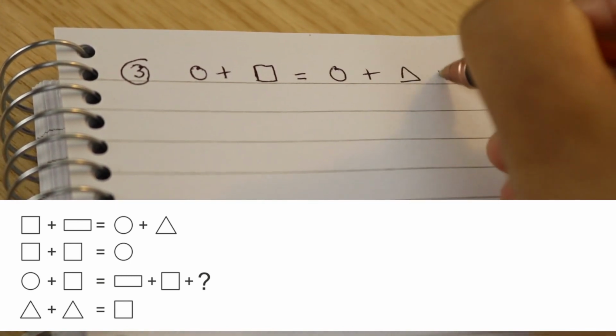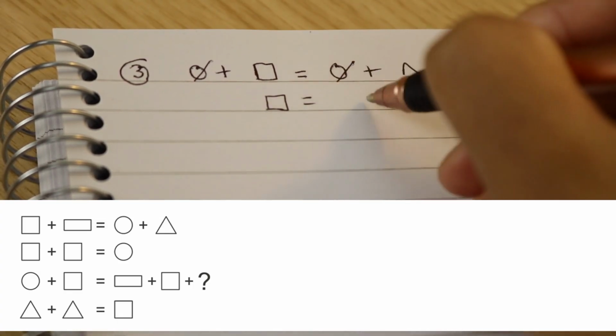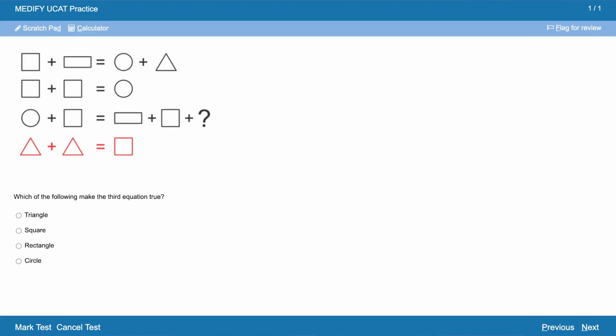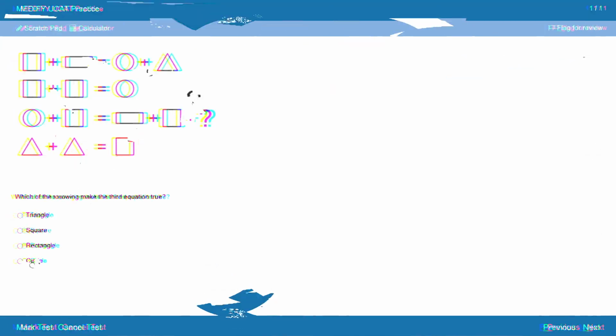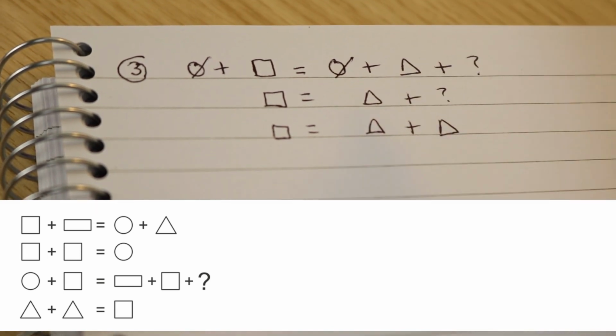Therefore, we can substitute this into the third equation and replace the rectangle and the square. So now the third equation reads as follows: a circle plus a square equals a circle plus a triangle plus question mark. The next step is to eliminate the circles on both sides of the equation. That leaves us with a square equals a triangle plus a question mark. And from the equation on the fourth line, we can see that a triangle plus a triangle equals a square. Therefore, the question mark must be a triangle in order to equal the square on the left side. So the whole third equation would now be square equals triangle plus triangle, and therefore the answer here is triangle.